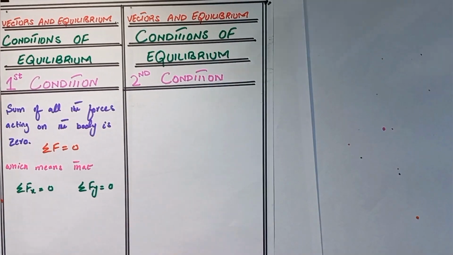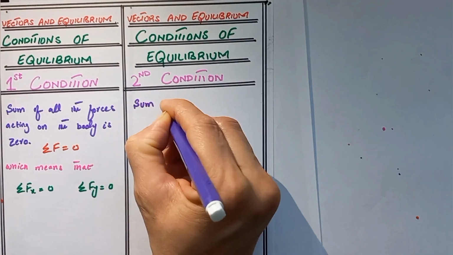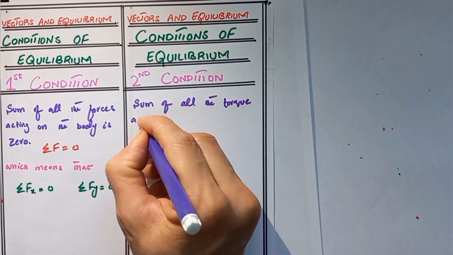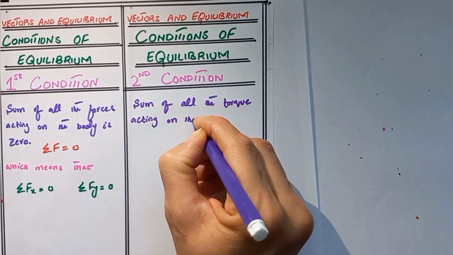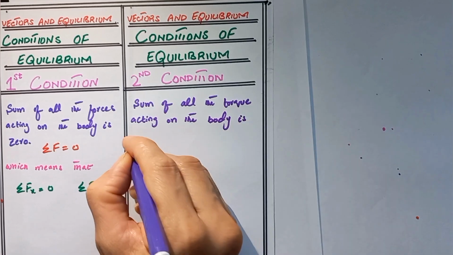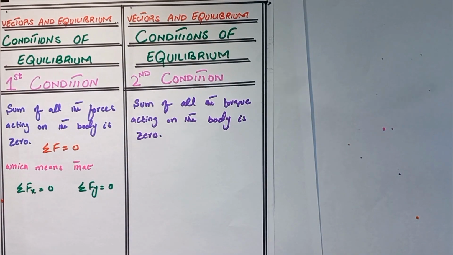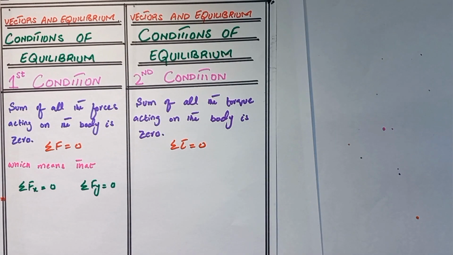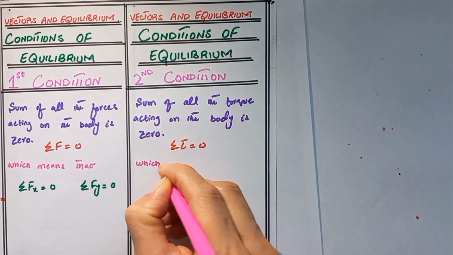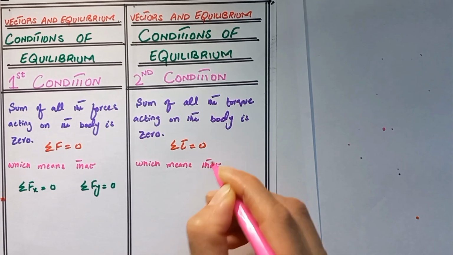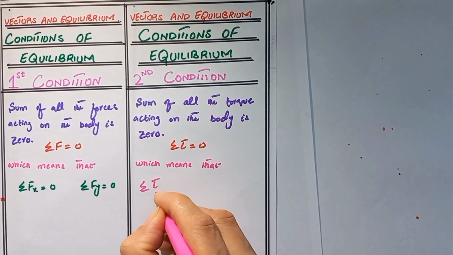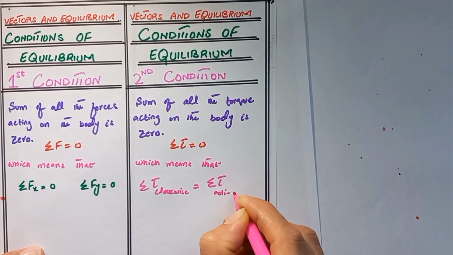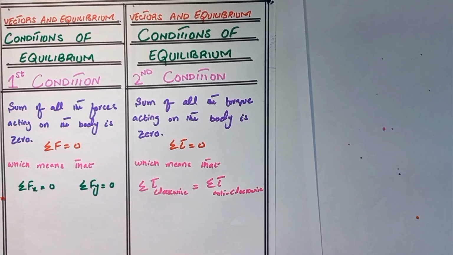Now we discuss the second condition of equilibrium. What is the second condition of equilibrium? Sum of all the torques acting on the body is 0. So summation of all the torques acting on the body is 0, which means that summation of clockwise torque is equal to summation of anti-clockwise torque.